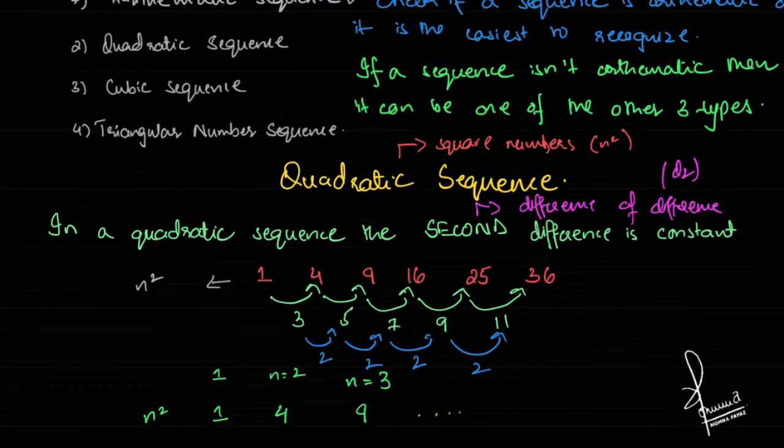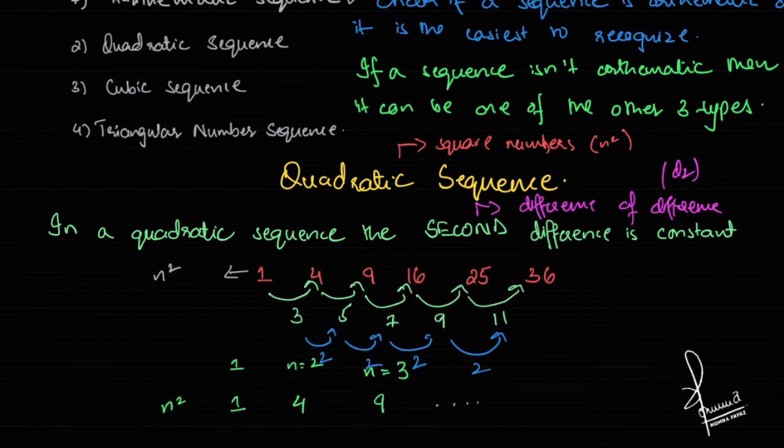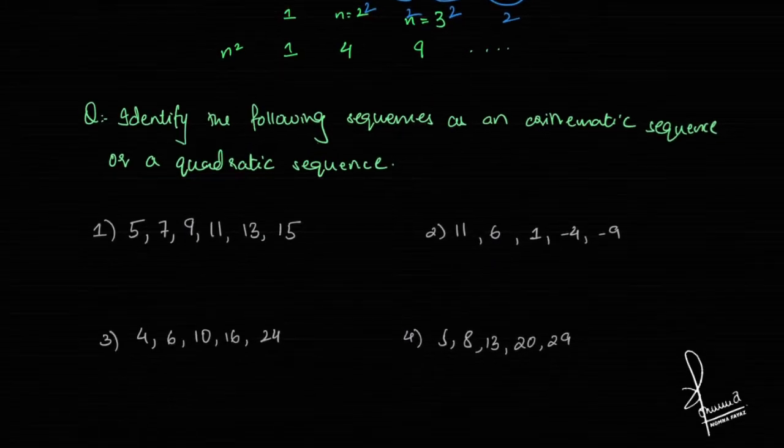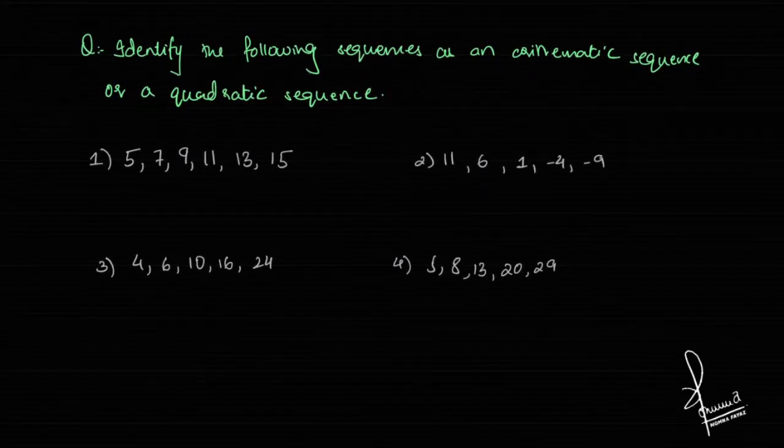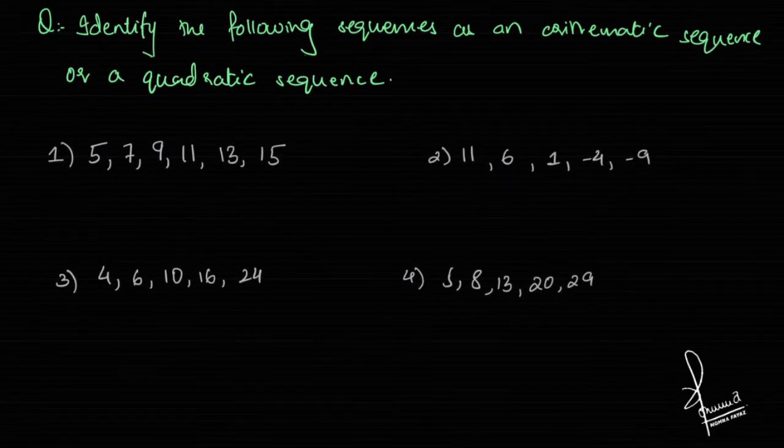Now that you have an idea of what a quadratic sequence is, let's try to identify a few sequences and see if they are an arithmetic or a quadratic sequence, since these are the only two that you have done. Pause the video, try to identify each sequence, and we will do it together in a few minutes. Okay, I hope you've tried to solve these questions on your own. Let's try to do it.